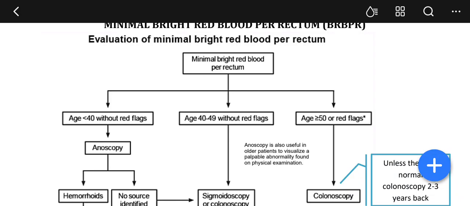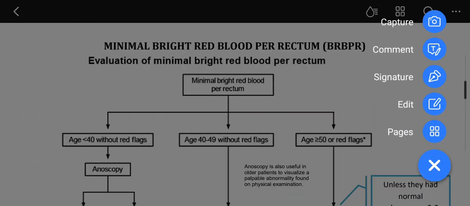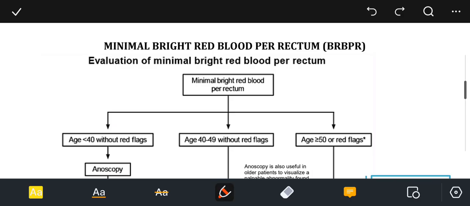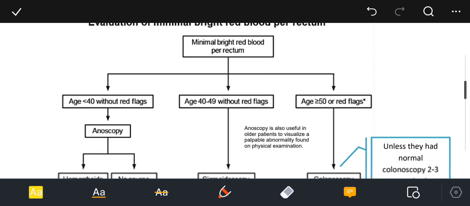Now let's continue our third session of GIT. It is about the minimal bright red blood per rectum. Evaluation of the minimal bright red blood per rectum. So the algorithm states that minimal bright red blood per rectum.